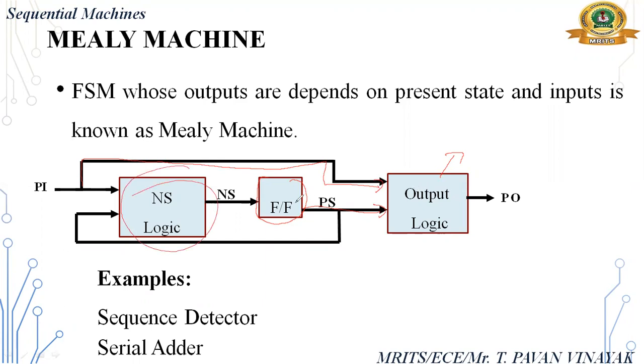The flip-flop output is state, right? FF means flip-flop. Flip-flop output is state. The final output depends on state as well as input. PI means we are giving some input. Okay, that is the Mealy machine.